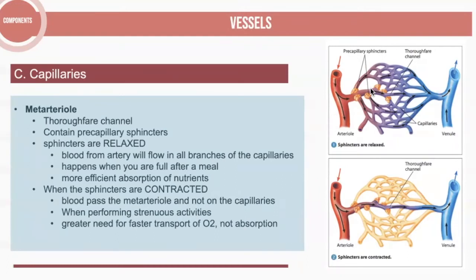On the other hand, when the precapillary sphincters are contracted, the blood will pass through the metarteriole, this thoroughfare channel, and not the capillaries, not the branches. This happens when we are performing strenuous activities, because during strenuous activities, we have greater need for faster transport of oxygen and not absorption. That's why the blood is shunted through this thoroughfare channel so that it can be transported to the venules at a faster rate.